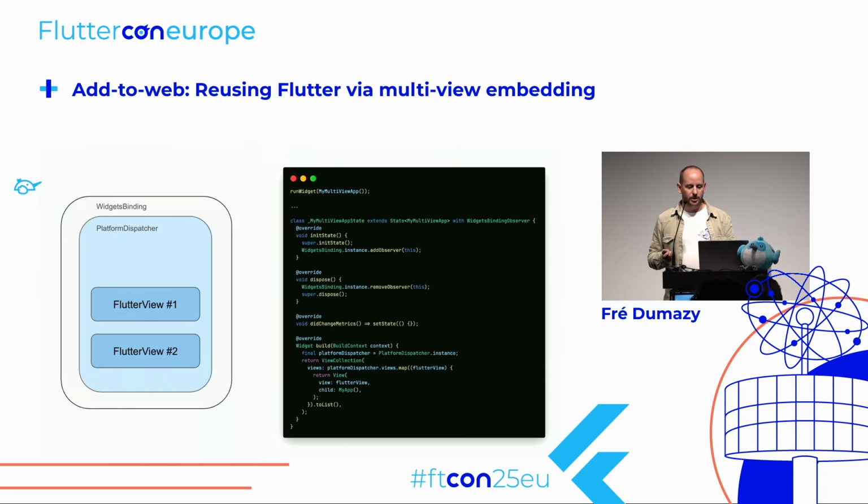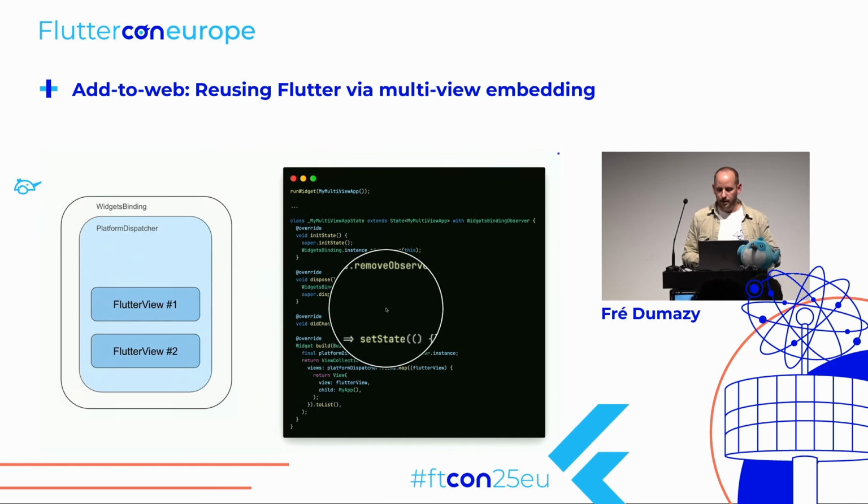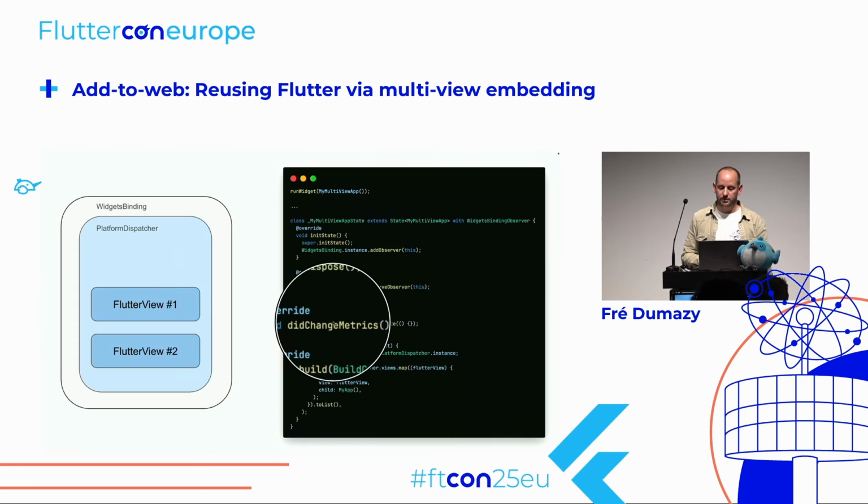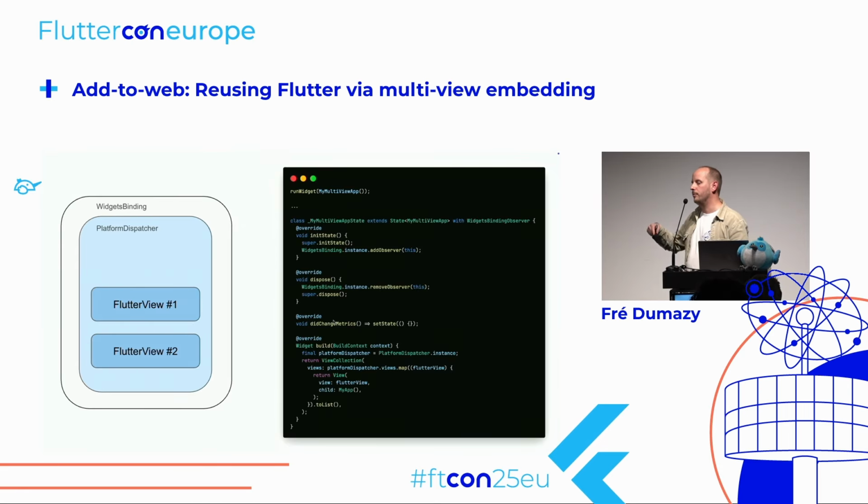And this is where it becomes a little bit more code, but it's actually just wrapping the view collection that we had within a stateful widget. And on that, we will listen to the widgets binding via a widgets binding observer. This will provide us with a did change metrics callback, which is going to be called every time a view is added, removed, or resized, or several other things. And for now, we're just going to simply trigger a rebuild by calling setState.